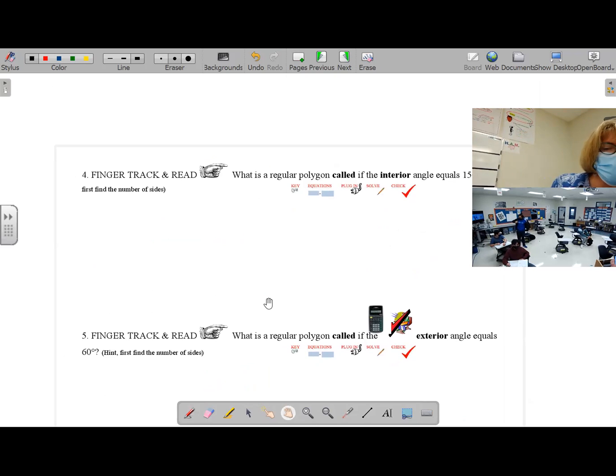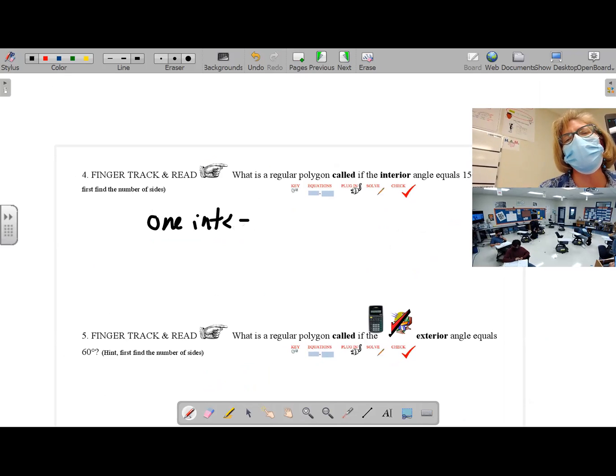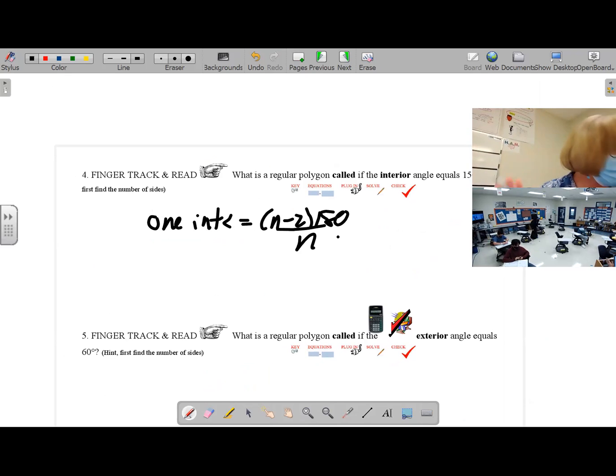Good. So your equation is what? Equations have two sides. One interior angle equals n minus 2 times 180 over n. And there you go. Do you understand what I mean by two sides and an equal sign? That's because very often your information goes on the other side that most of you don't write down.